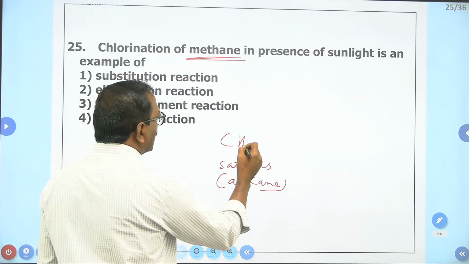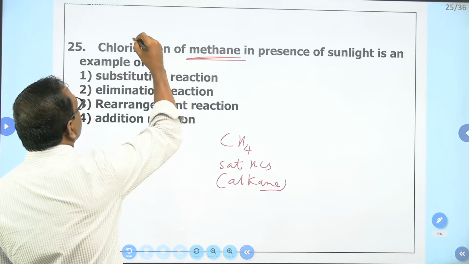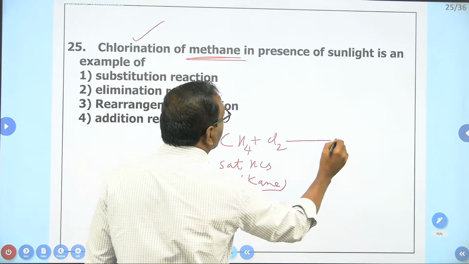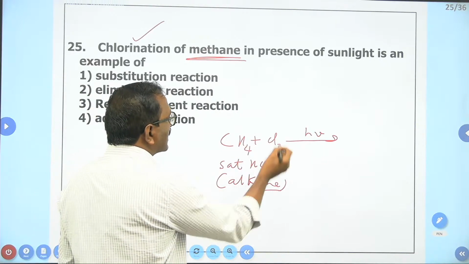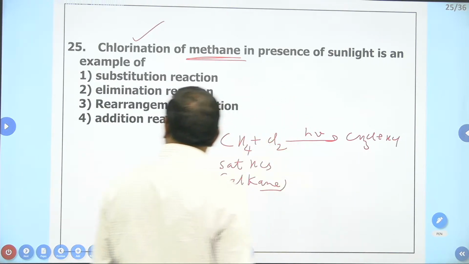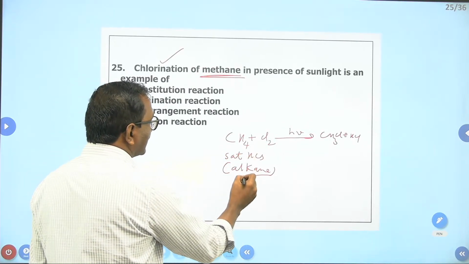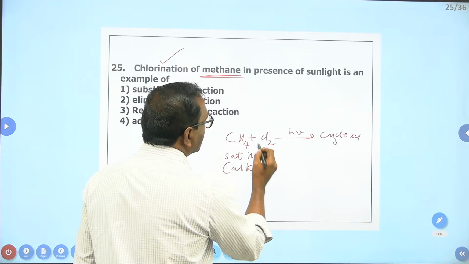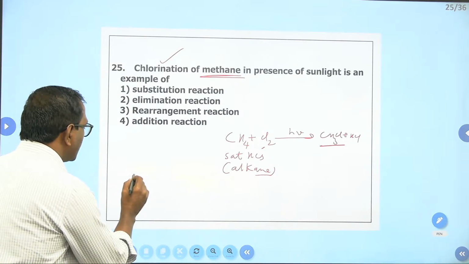Only one or more hydrogen atoms are replaced by chlorine or any other species. The heading is chlorination. When methane reacts with chlorine in the presence of sunlight, in a limited supply of chlorine, one hydrogen is replaced by one chlorine, and you are going to get methyl chloride plus HCl as the byproduct. This is methane, a saturated hydrocarbon like an alkane. So when methane reacts with chlorine in the presence of sunlight, one H is replaced with one Cl, then you get methyl chloride. The byproduct is HCl.